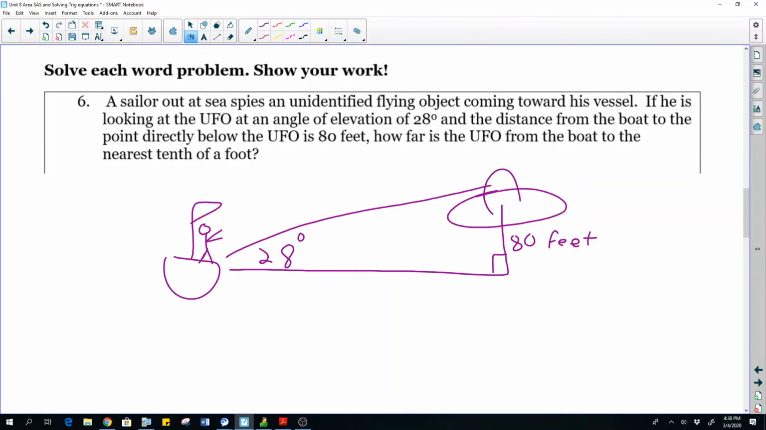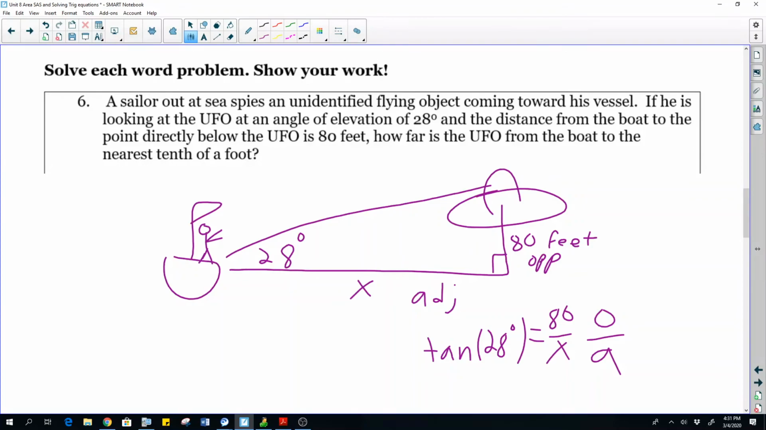Okay, so the distance from the boat to the point directly below is 80 feet. How far is the UFO? We'll call that x. From the angle 28 degrees, this will be called opposite, and this will be called adjacent. Do you remember what opposite over adjacent is? I hope you remember. It's tangent. So tangent of 28 degrees is equal to opposite over adjacent. Oh no, we got x in the bottom, guys.